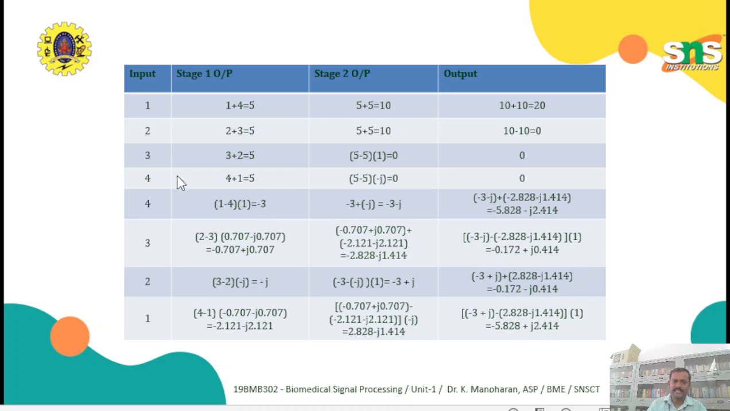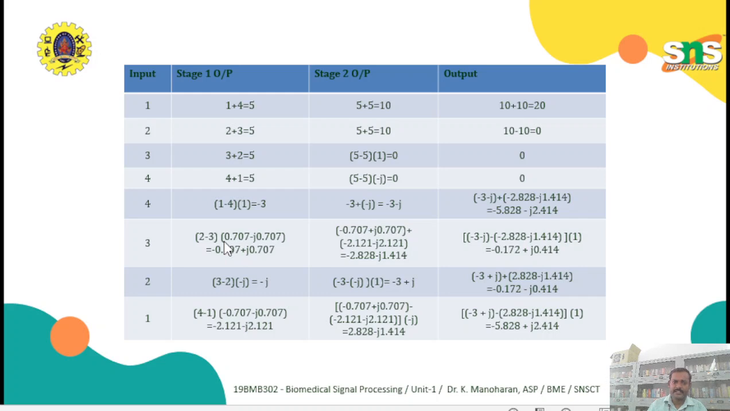Now consider the second butterfly. One input is 2 and another input is 3. So 2 plus 3 is 5. For the down leaf we perform 2 minus 3, and after that we multiply with W18. W18 is 0.707 minus j 0.707. 2 minus 3 will be equal to minus 1. So minus 1 into 0.707 minus j 0.707 will be equal to minus 0.707 plus j 0.707. This is for the second butterfly.